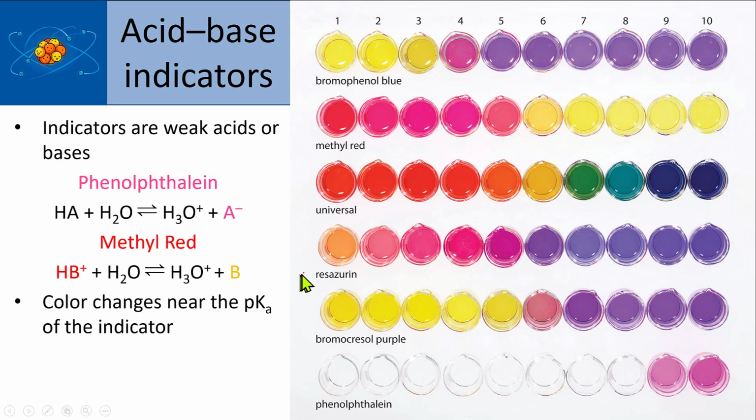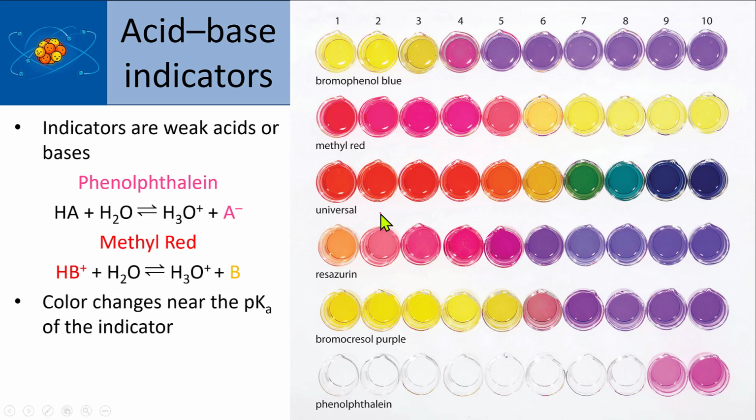So I thought I would put a bunch of these up here. I like this diagram. I believe it's from the textbook. It shows the color ranges, right, for a bunch of different indicators. There's also this one called universal indicator, which is usually made up of a bunch of different indicators, so that you can see different colors for a number of different pHs.